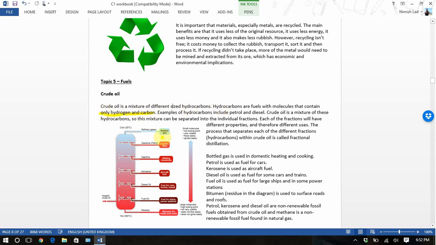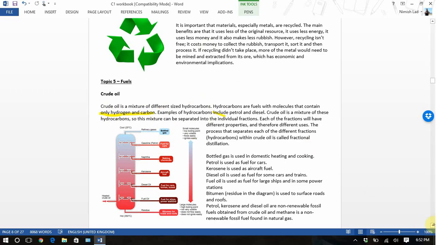So petrol and diesel are examples of hydrocarbons. They contain only hydrogen and carbon. Cannot stress that enough. So crude oil is a mixture of these hydrocarbons. They have different lengths, so each of them has different properties. They have individual properties. The key property though is boiling point. They all have different boiling points, and that allows them to be separated easily. We'll go through that separation process in a second.